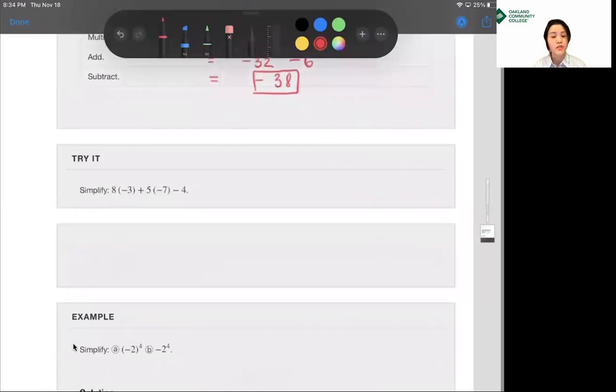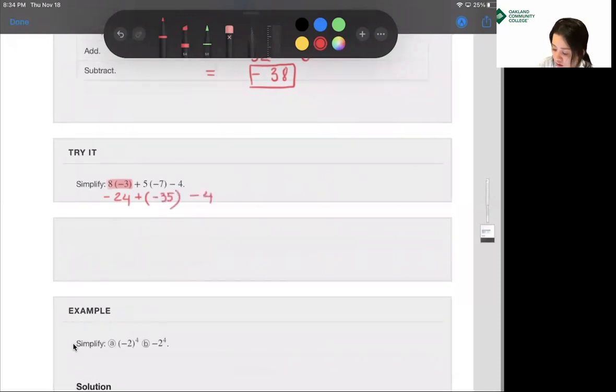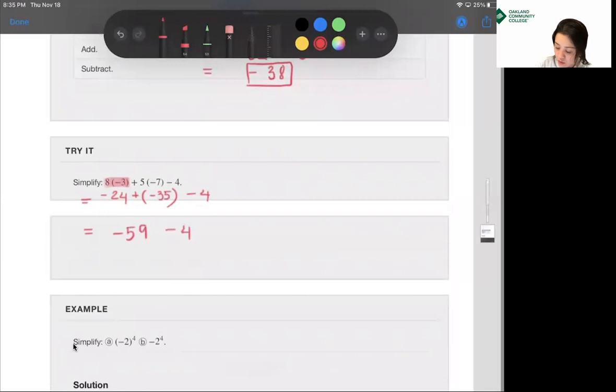All right. How about you try a problem for yourself? Again, order of operations. Let me do it in red here. 8 times -3 is -24, right? So that means -24 plus 5 times -7. 5 times -7 is -35. And then minus 4. -24 plus -35 is -59. Minus 4, -59 minus 4 is -63.